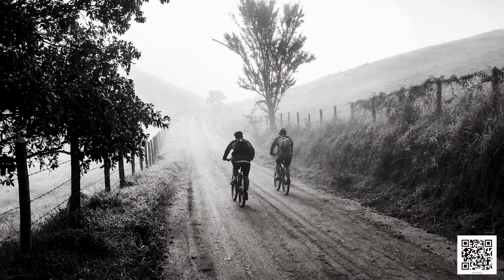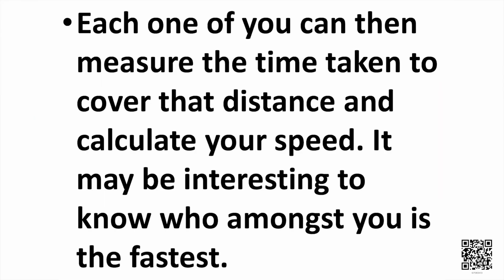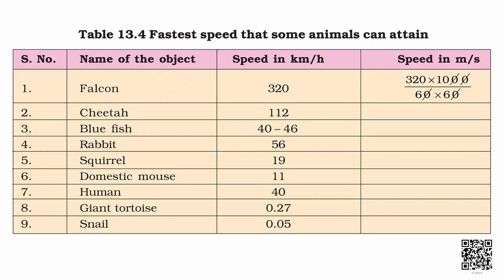You may now like to compare your speed of walking or cycling with that of your friends as well. You need to know the distance of the school from your home or from some other point, and each one of you can then measure the time taken to cover that distance and calculate your speed. It may be interesting to know who amongst you is the fastest. So students, speeds of a few living organisms and the ball are given in table 13.4, that is in kilometer per hour. You can calculate the speeds in meter per second yourself.